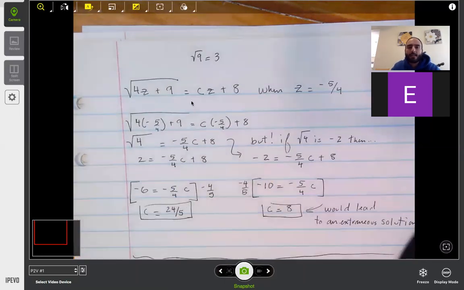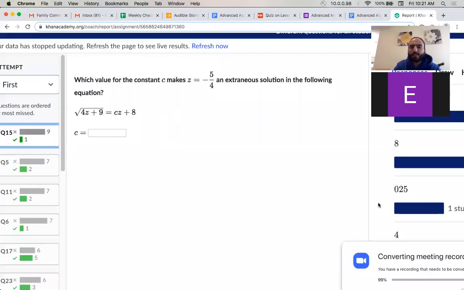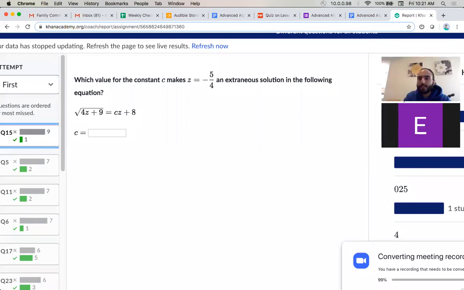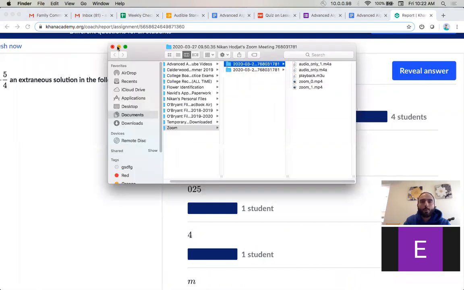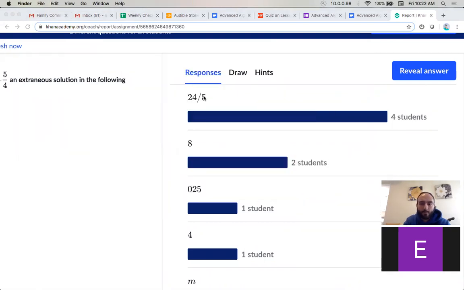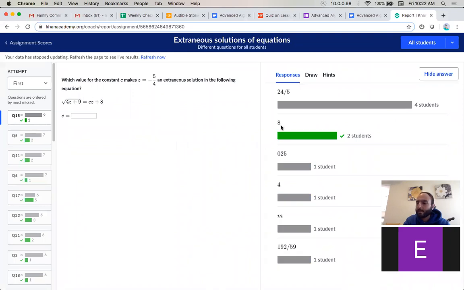So when I went back to Khan Academy and I wanted to see what the right answer was, I think you can see it over here. The number one wrong answer that people got was 24/5. You can see 4 students chose that, but the right answer, let me see if it will reveal the answer here. The right answer is the number 8. You see that? So that's kind of funky, that problem, and I can see why so many students got it wrong. And there's actually, in this Khan Academy assignment, only 2 kinds of questions. So that was one of them, and here's the other kind.